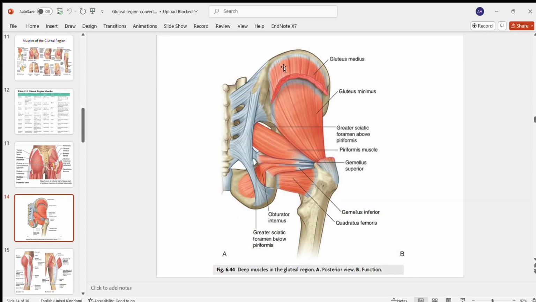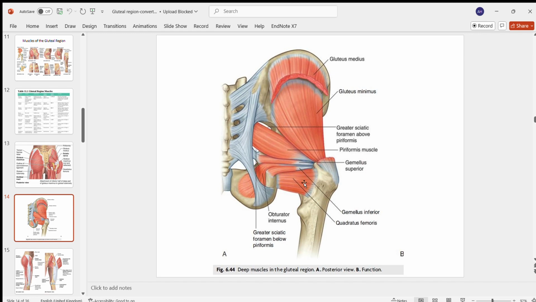Here we can again see the gluteus medius muscle, the minimus muscle. Next we can see the piriformis muscle. The piriformis is attached to the pelvic surface of the sacrum, and it is inserted on the medial surface of the greater trochanter. The gemellus superior, gemellus inferior, and the obturator internus in between. These three are also inserted on the medial surface of the greater trochanter of femur.